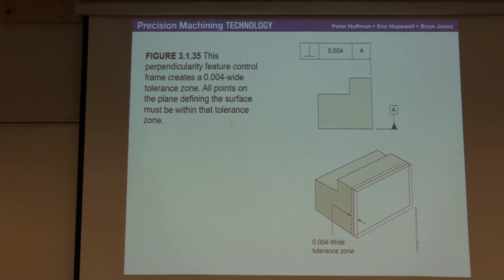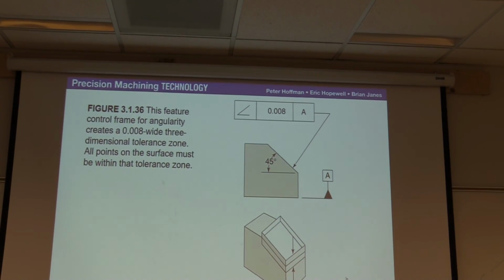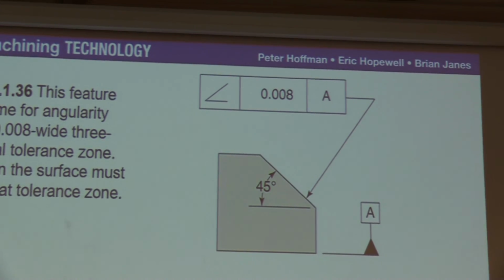So the feature frames are a way to convey a lot of information very fast if you know how to interpret your way around them as well. So here's your angularity, okay?